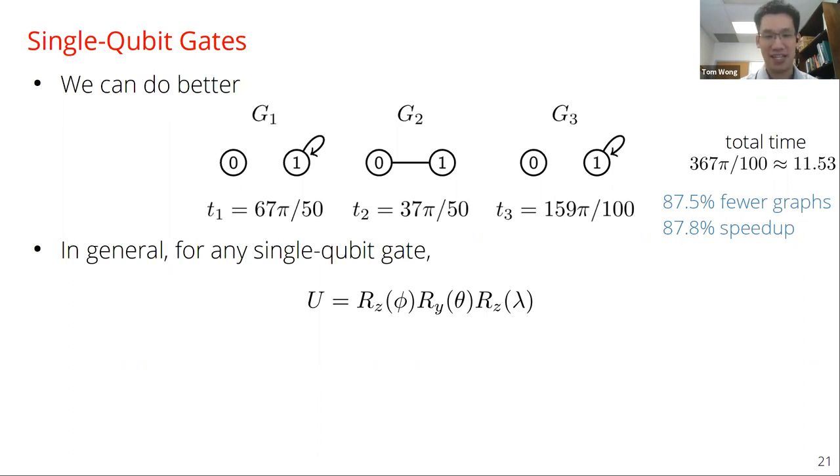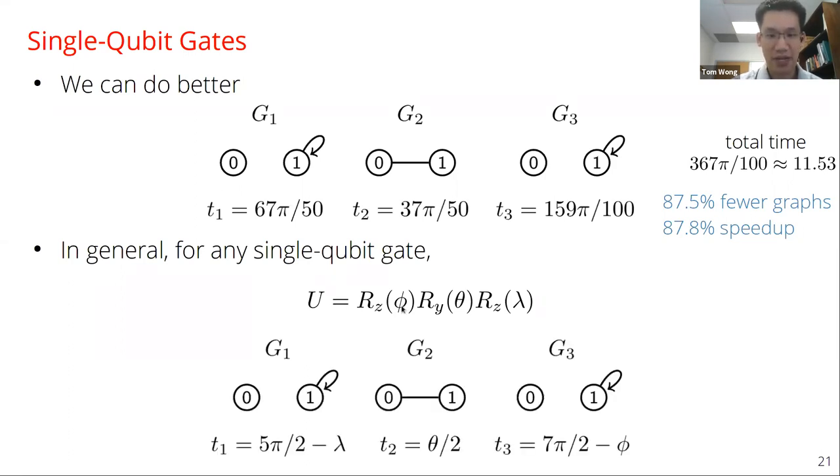I'm not going to prove this; it's something in Nielsen and Chuang. You can write any single qubit gate in this ZYZ decomposition. And once you do that, we can implement these using the following dynamic graph. So you have these three angles here, and they just appear in how much time you evolve on each graph. Basically any single qubit gate can be implemented using these three graphs, and you would just have the correct phases in there.